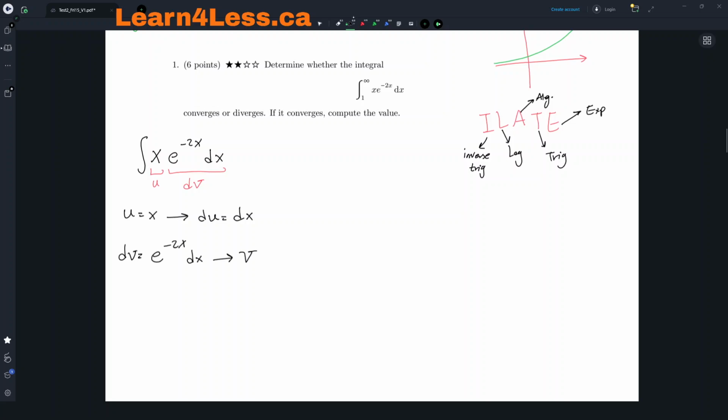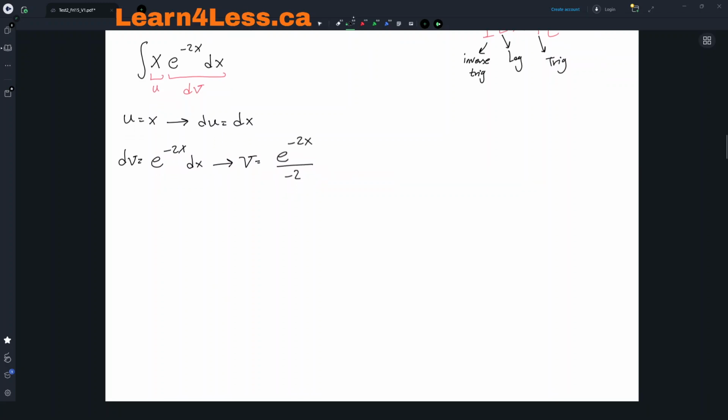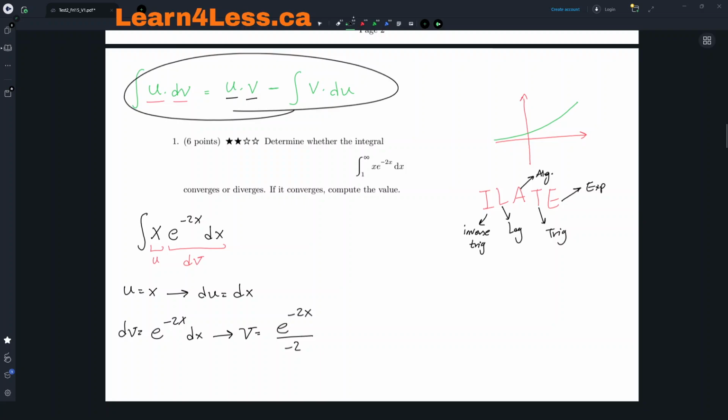And v would be, basically, we are undoing the derivative. We are taking the integral of these. And the integral of that would be e to the power of negative 2x over negative 2. If you wonder how you can take this integral, you can write it down completely and it would be a simple u substitution. And now it would be the v, and now we can simply rewrite this formula.